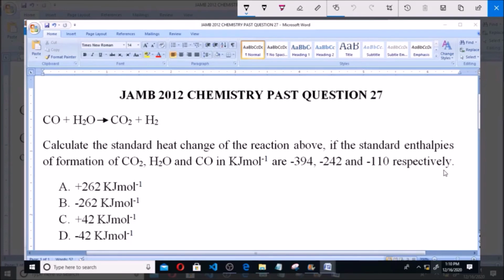I'll be answering JAMB 2012 chemistry past question 27. Given the reaction above, we have the reaction of carbon monoxide and water to give us carbon dioxide and hydrogen. Now we are asked to calculate the standard heat change of the reaction above if the standard enthalpies of formation of carbon dioxide, water and carbon monoxide in kilojoules per mole are -394, -242 and -110 respectively.